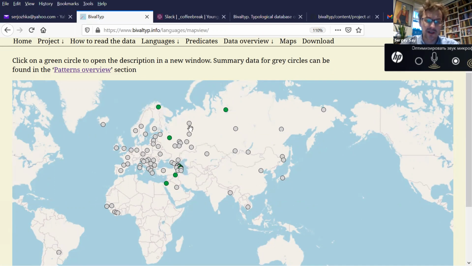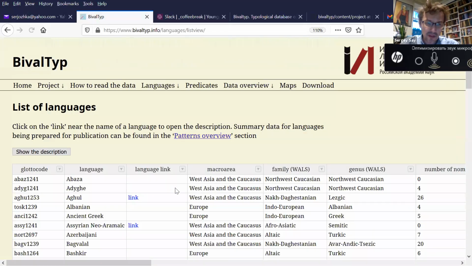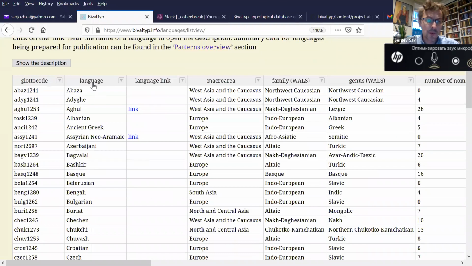Unfortunately, only for green languages, for the languages indicated in green, the actual sentences are nowadays available in the database, but basic information about valency patterns is available for all languages of the sample. So more information can be seen if you go to the list view of the languages. So that's how it looks. We see the list of languages and some information about their structures.